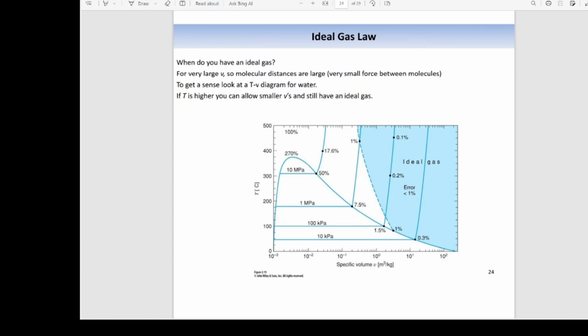And just to give you an idea, you can take a look at the temperature versus specific volume diagram for water. If T is higher, you can allow smaller V's and still have an ideal gas if the temperature is high enough. This is another note. But you'll notice that these approach essentially straight lines as we go further out. And this gives you an idea of where the ideal gas law can be applied.